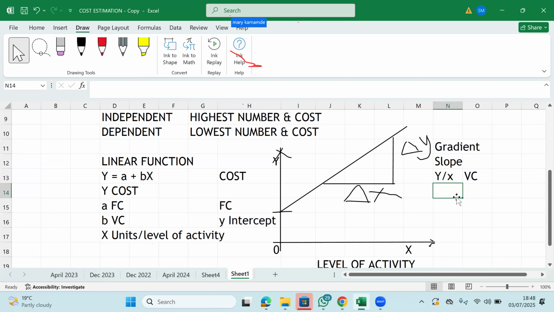Mary is writing on my screen. Someone is writing on my screen, seriously.